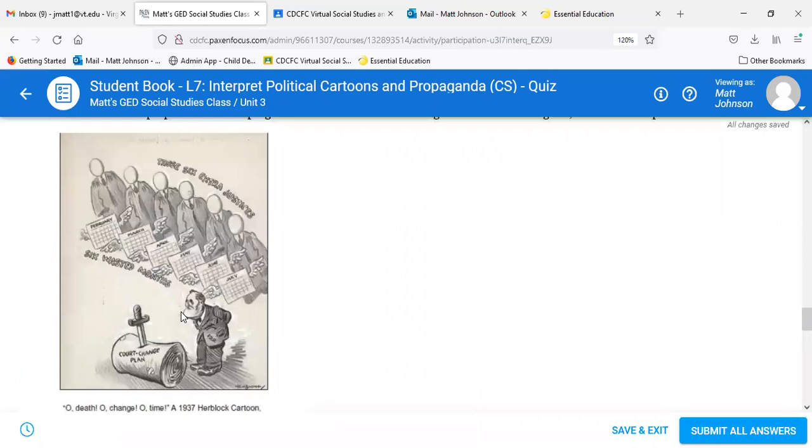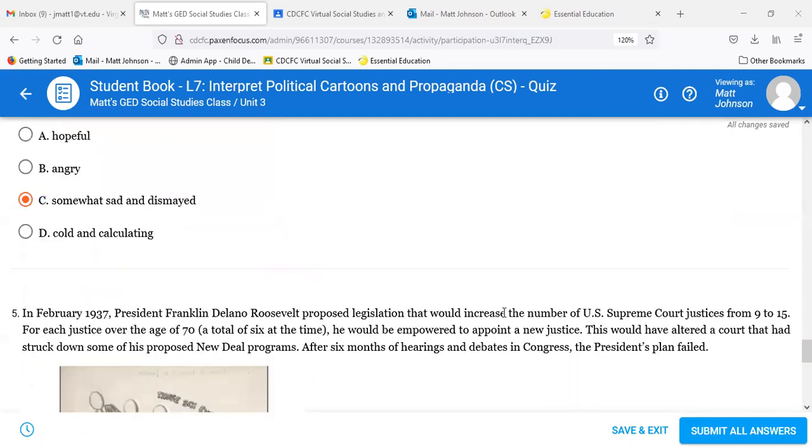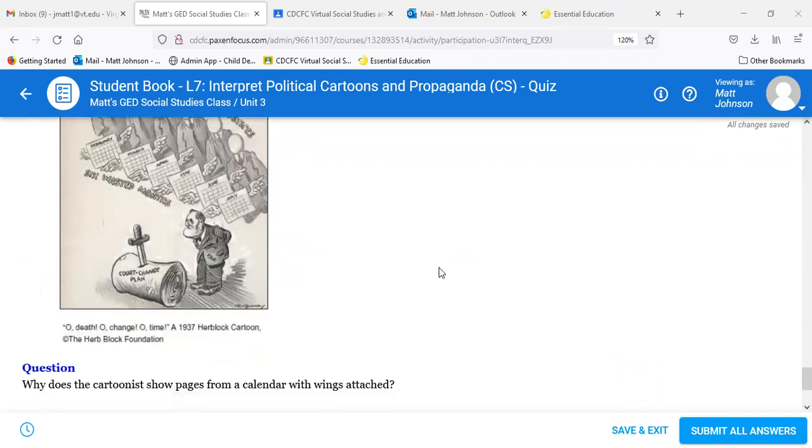And obviously, point of view wise, we know that the illustrator here is anti-court packing, right? Now he might be a Roosevelt supporter, but at least in this instance, he is not in favor of that idea and believes this has been a waste of 6 months where Roosevelt could have focused his energy and time on something else. And then again, we have that same political cartoon.